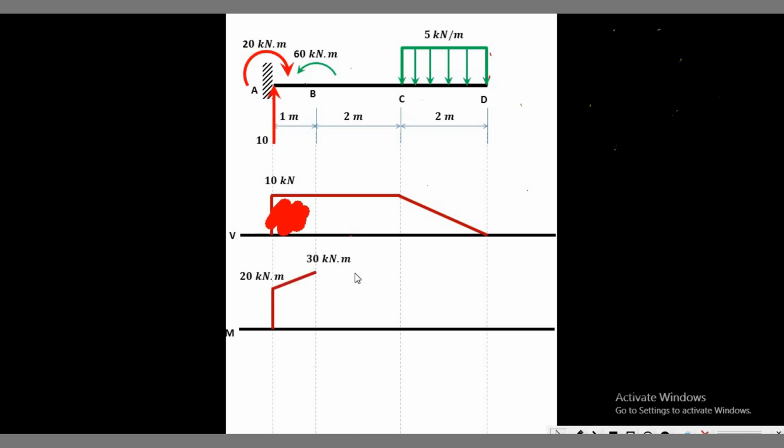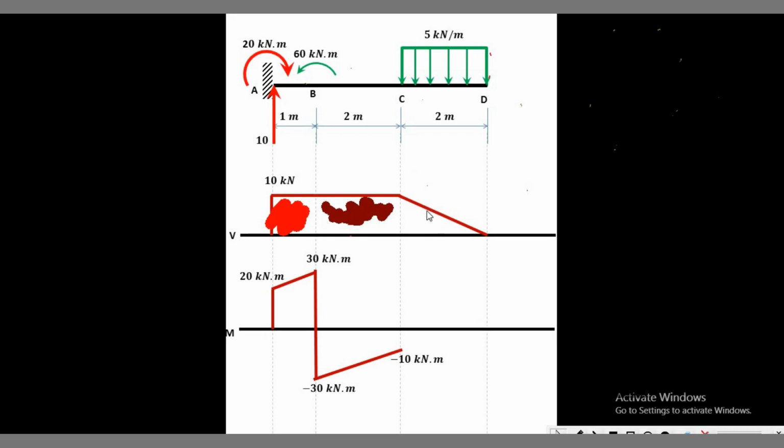Okay? For the moment diagram, since at point A meron tayong 20 kilonewton meter and that is clockwise, na kapag sinabing clockwise, nasa taas siya, so positive 20 kilonewton meter. Then, the area dun sa shear diagram, itong area na to, that is 10 times 1, so nag-end ako kay 20. 20 plus the area of this is 30. So, i-connect ko lang siya. Then, meron akong 60 kilonewton meter at point B that is counterclockwise. So, pababa. 30 minus 60 is negative 30. Kukonect ko lang ulit yun. Then, from B to C, meron ulit area dito na rectangle. So, how do I get the area of that one? That is 10 times 2. So, negative 30 plus 10 times 2, that is equal to negative 10. Then, I'll just connect that again.